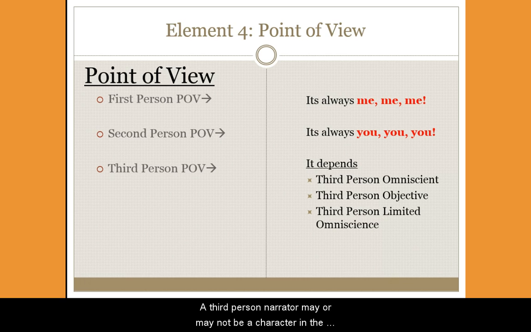A third-person narrator may or may not be a character in the story, but a first-person narrator is always a part of the story, and therefore often less objective. Third-person narrators are almost always reliable. They may only know some of the story, especially if they are also a character in the story, but you can usually assume that they are telling the reader the truth, unless there are obvious signs to the contrary.